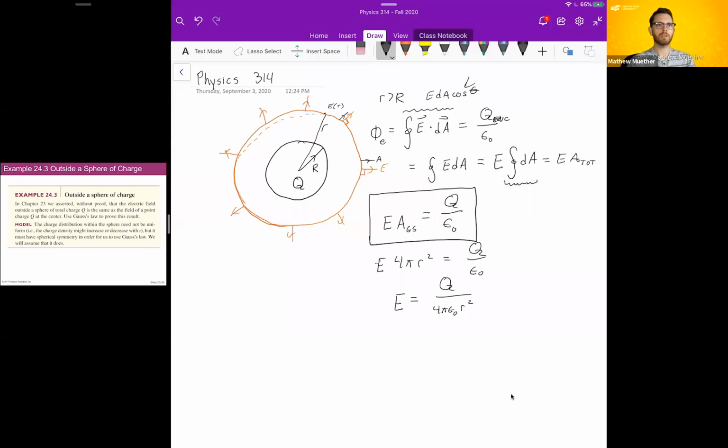Okay, look, it looks just like the functional form that we saw from a point charge. If the point charge was sitting right at the center of that thing with charge Q, it would have this functional form. It falls off like 1 over r squared. Here's my 1 over 4 pi epsilon naught, those physical constants that we've seen before.